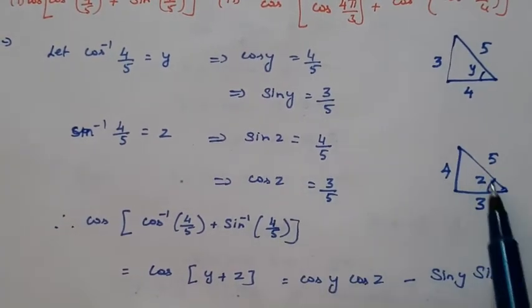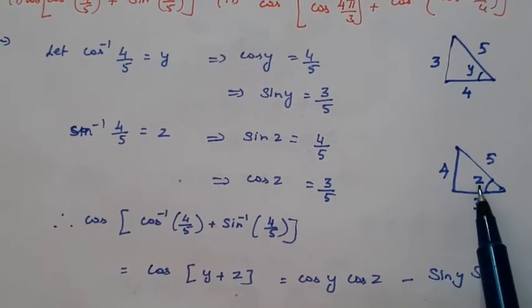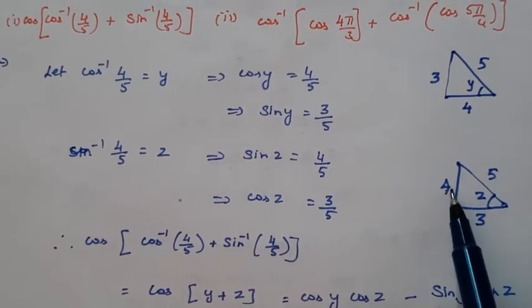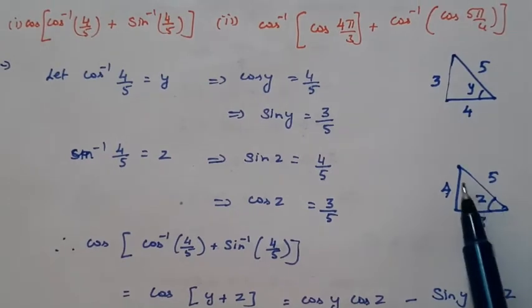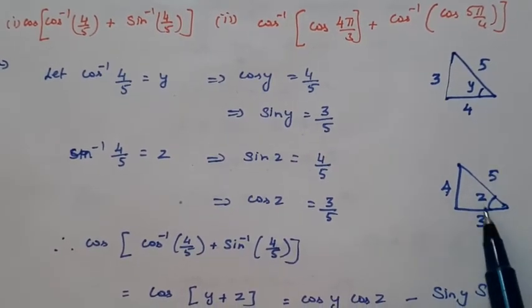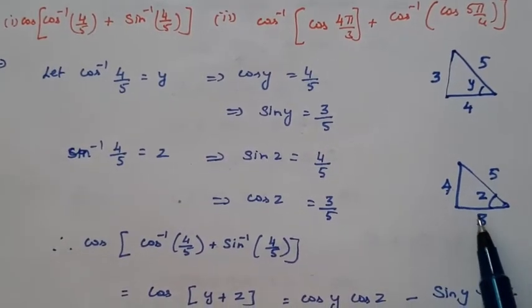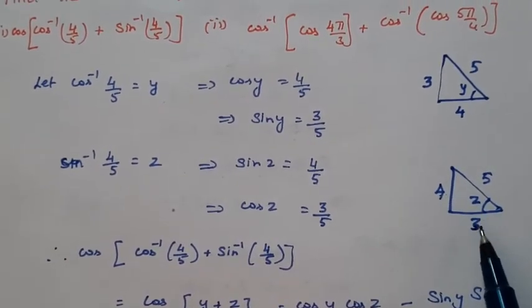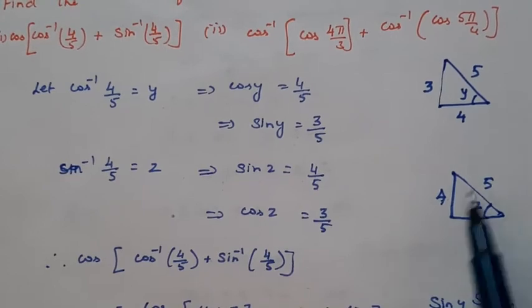So again, by drawing a right angle triangle and marking this angle to be z, sine z is 4 by 5 means opposite by hypotenuse. So this is 4 and this is 5. Again, by the Pythagorean triple, 3, 4, 5, the adjacent side automatically becomes 3. So what would be cos z? Cos z is equal to adjacent side by hypotenuse, so 3 by 5, right?